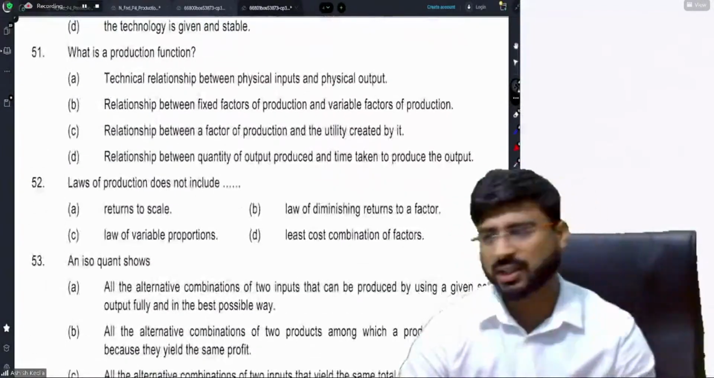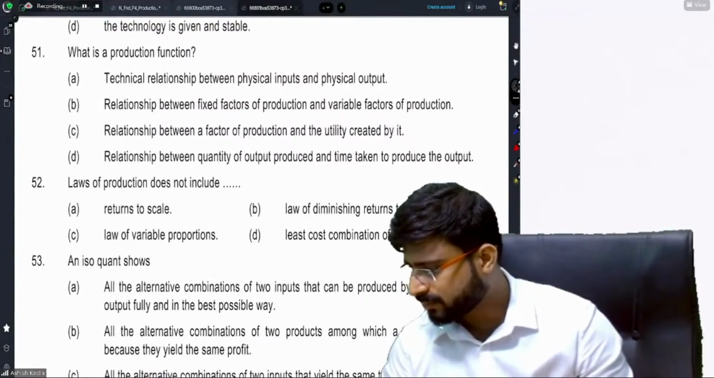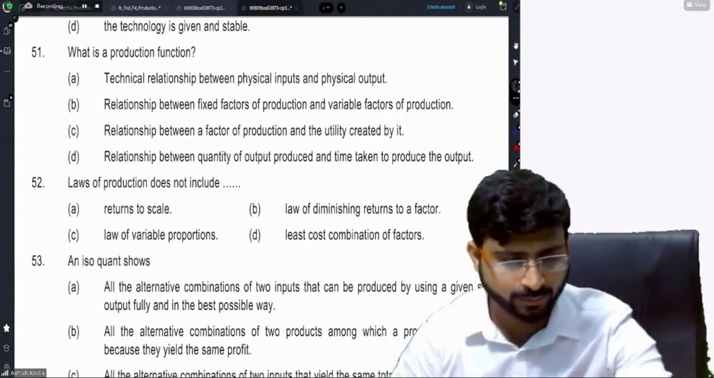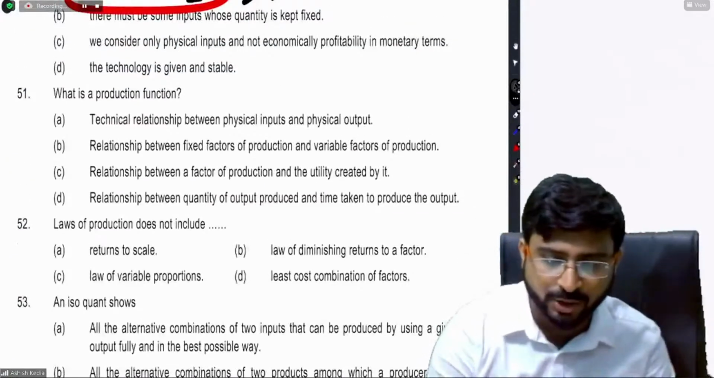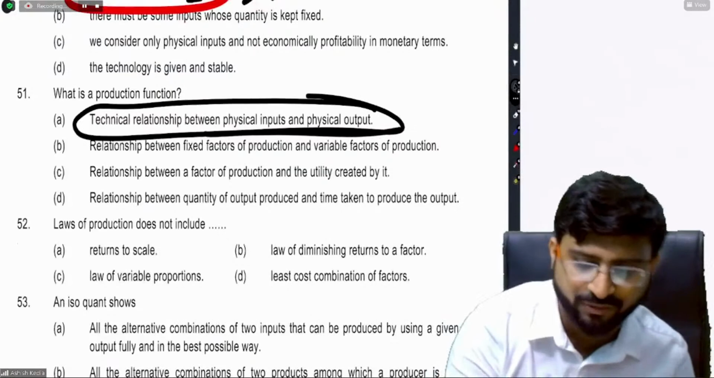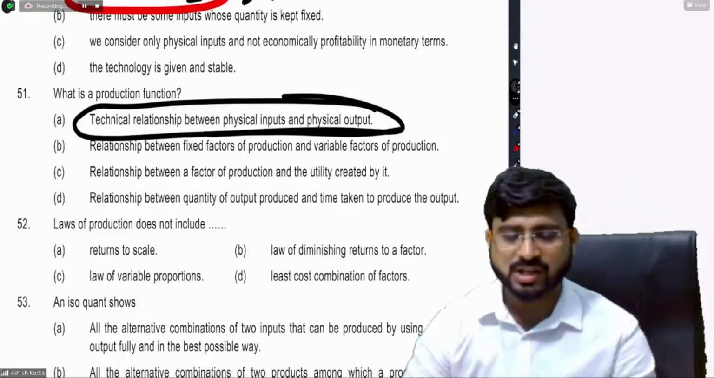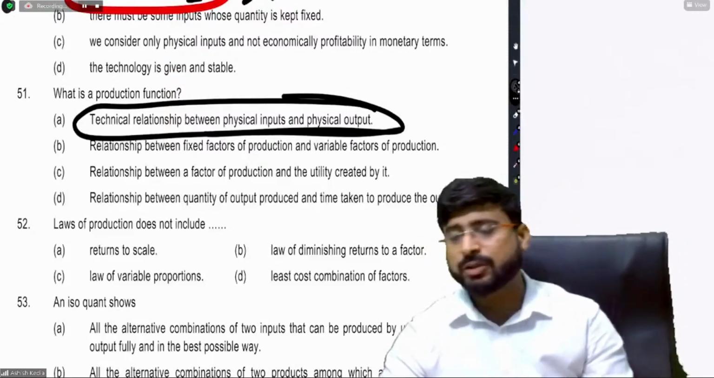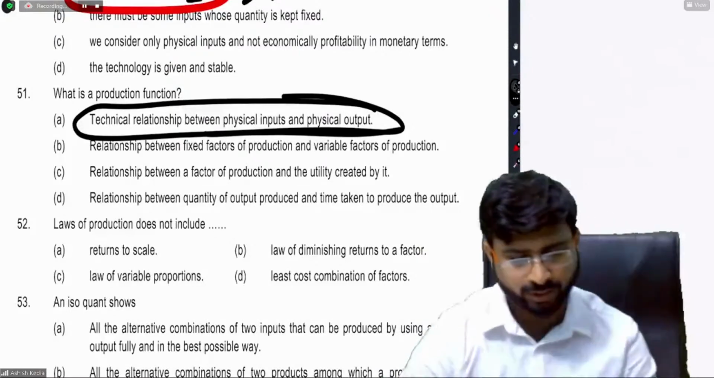What is a production function? Come on, everyone. Answer it. Very good. It is a relation between input and output. Simplest definition, perfect definition. Write down. Production function is a relation between inputs and outputs. Everybody in the chat, write it down. It's a relation between inputs and outputs.